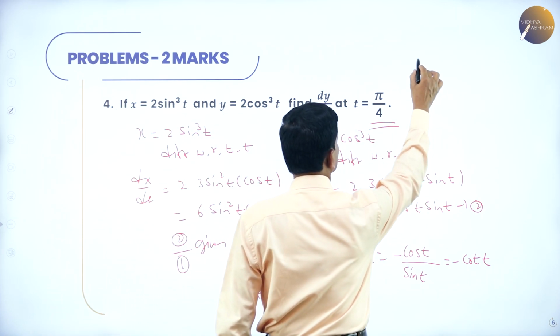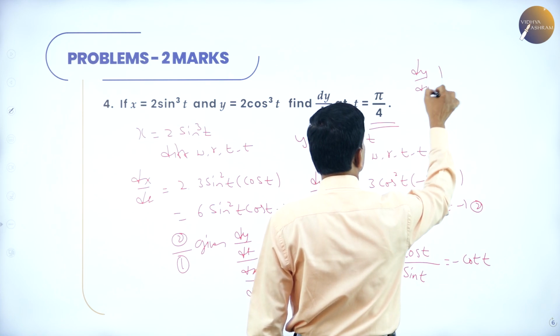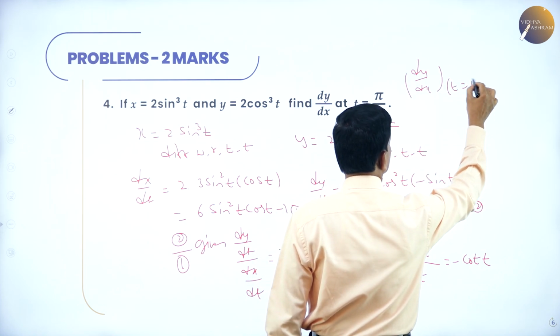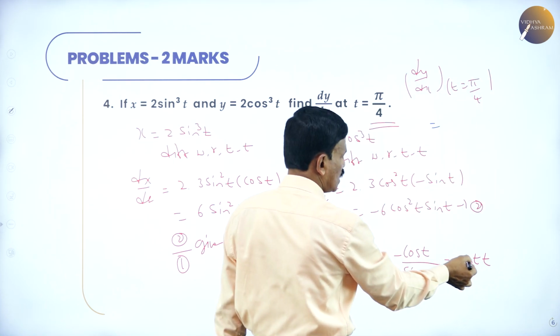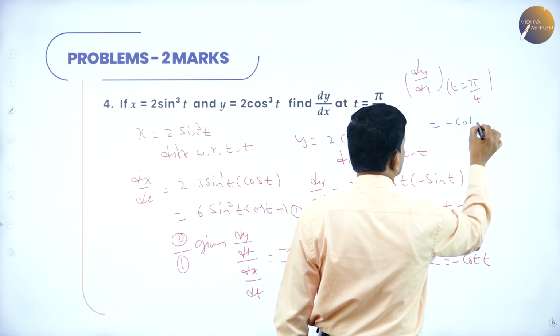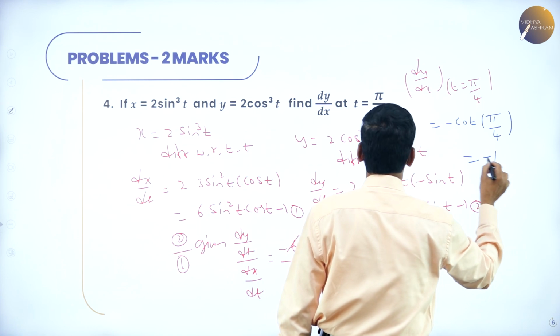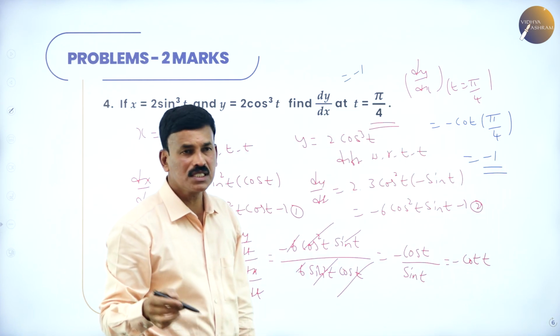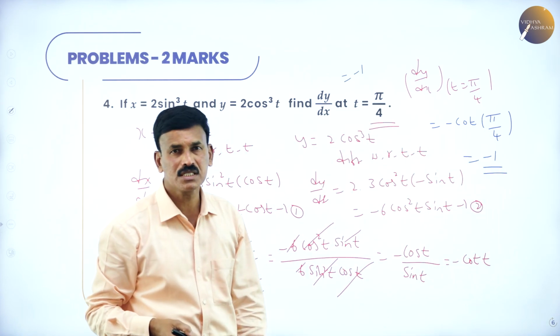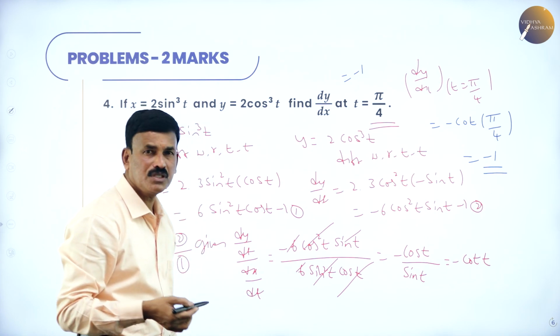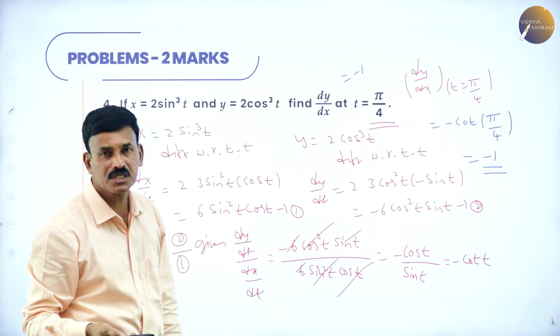Now, what is to be found? dy by dx at t is equal to pi by 4. Taking t as pi by 4, minus cot of pi by 4. What is cot 45? That's equal to 1, so the answer is minus 1. So, dy by dx at t is equal to pi by 4 is minus 1. Very important. Sometimes you may expect this question for 3 marks also.